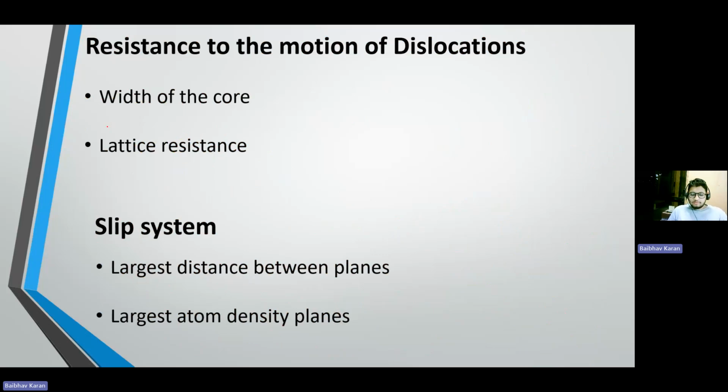As I told you, the movement of dislocation does not happen so easily. There will be some resistance existing to the motion of dislocations, and this resistance arises due to the width of the core. We discussed the width of the core before: it is 10% of the total Burgers vector, or b by 10 is the width taken generally for approximation. So what does this mean? In the width of the core, linear elasticity is not valid.